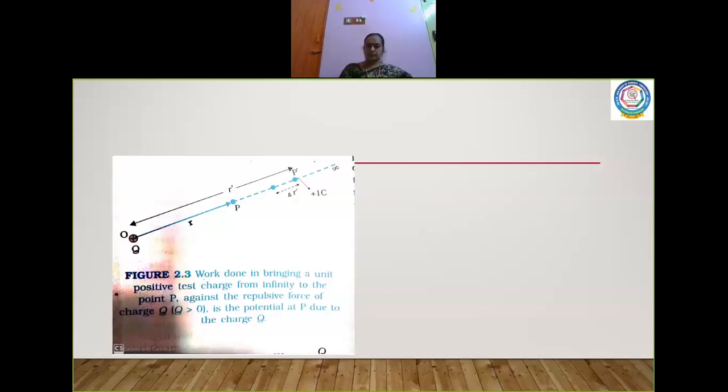So, I am going to consider the position of infinity to be here. I am going to bring the charge here, right? While bringing this, I am going to consider an intermediate point P dash. Again, look at the diagram. I am just bringing the charge from here to here, right? Now, in between, I consider a small intermediate point P dash. At this P dash, what is the electrostatic force on the test charge?